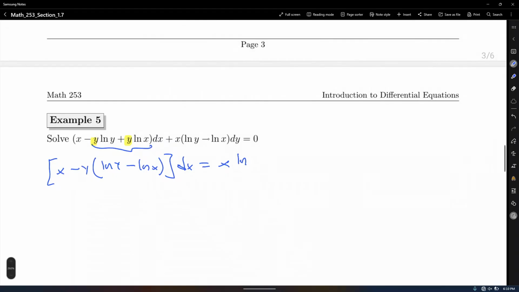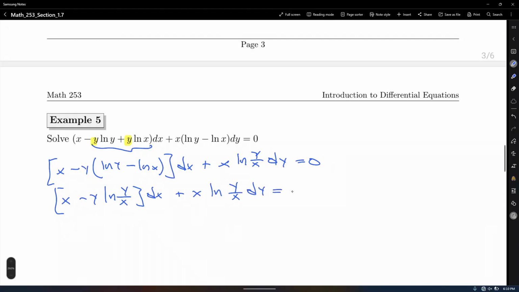And then here I'm going to use the quotient rule of logarithms: ln of y over x. Oh wait, no, that's a plus. And then equal to 0. In a similar way, I'm going to use properties of logarithms: x minus y ln of y over x, this dx, plus x ln of y over x dy equals 0.